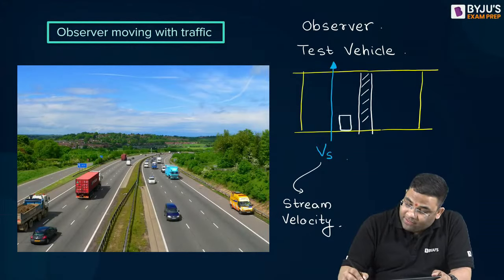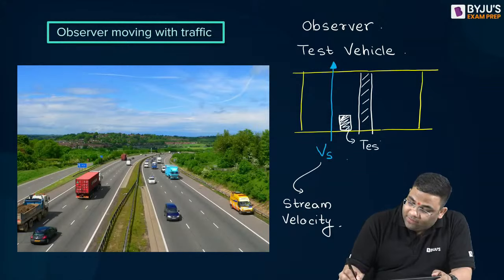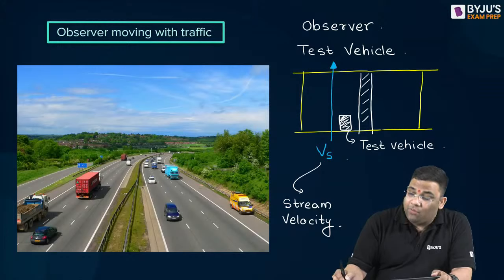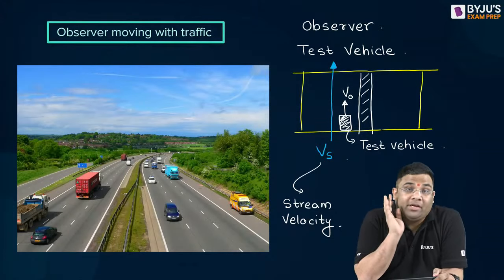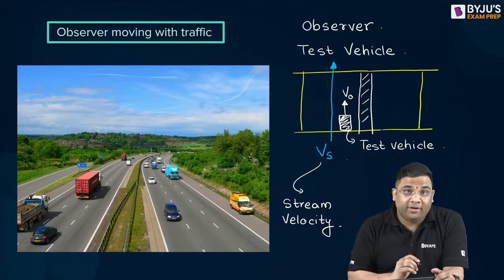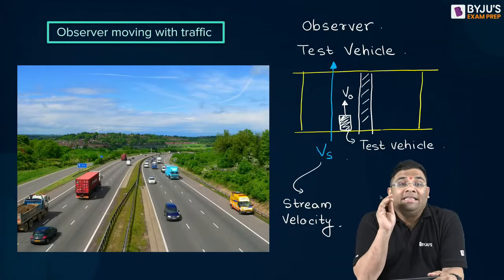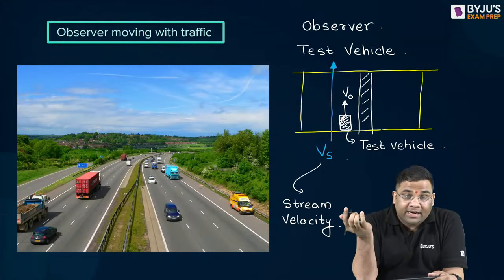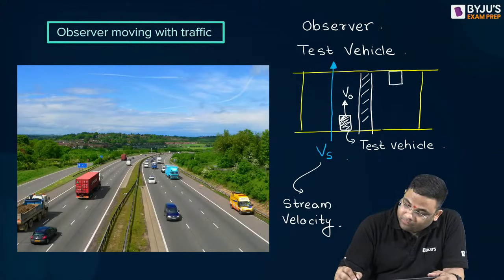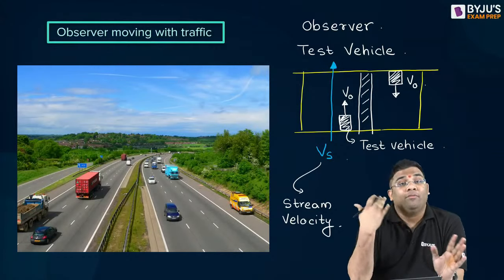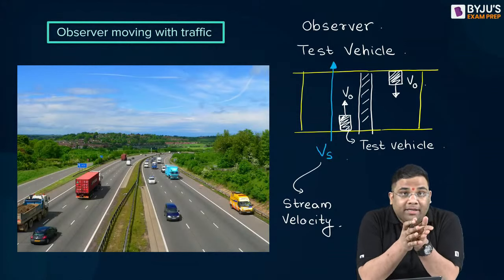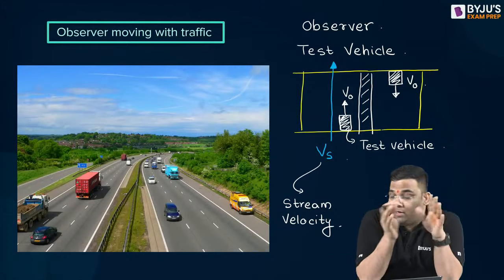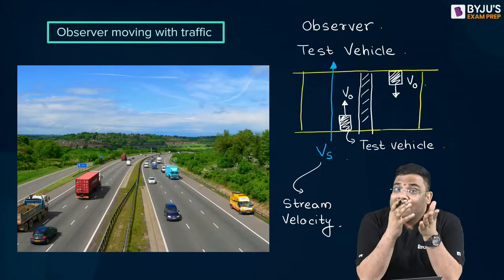So, I will have an observer inside the test vehicle. Suppose this is your test vehicle. Now, this test vehicle will move with the velocity of V0. First, it will move with the traffic. You see now, this VS and V0 are in the same direction, right? So, I'll call that moving with the traffic. Then, it will move against the traffic with the speed of V0. So I have studied that we have a test vehicle, which is a moving observer, and that moving observer first will travel along the traffic, then against the traffic.